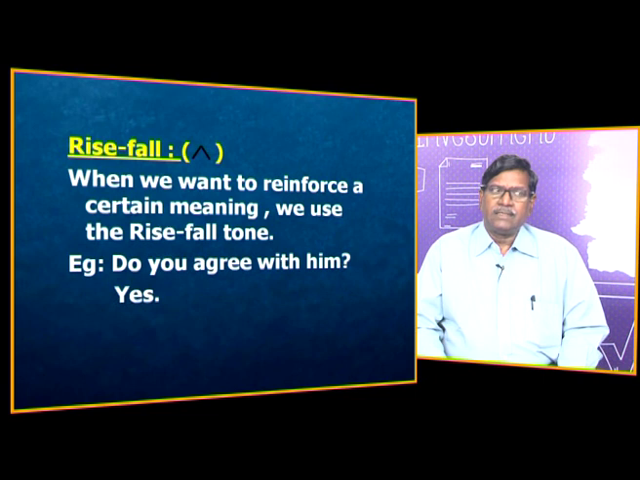And then rise-fall. When we want to reinforce a certain meaning, we use the rise-fall tone. For instance, do you agree with him? Oh, yes, that is rise and fall. So, when you want to reinforce a particular thing, we use rise-fall. That way, how many kinds of intonation can we notice? Normally, rising tone, falling tone, fall-rise, and rise-fall.